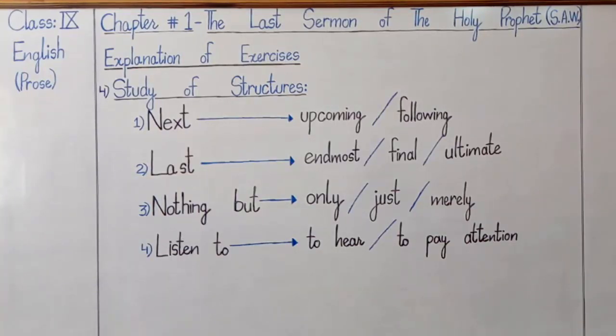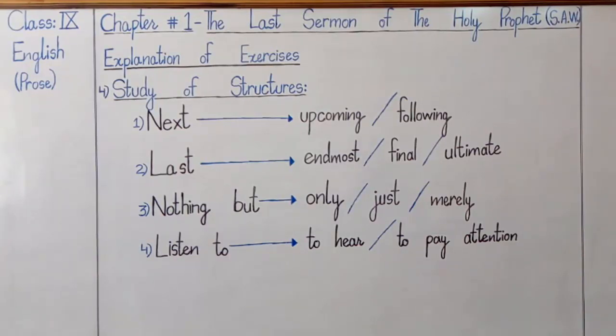The second example is: when you come here next time, bring your brother with you. Number 3, the next boy in line should come forward. Number 4, he lives next to my house. These are 4 examples given under the heading of next. Next means upcoming or following. The second structure written here in your book is last, which means endmost, final or ultimate.